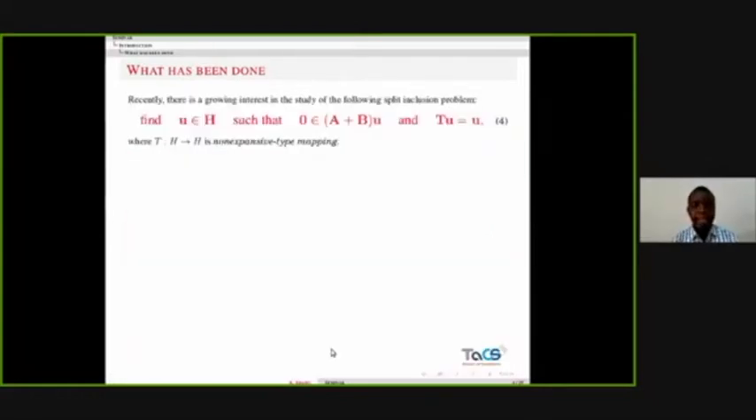Recently, there is a growing interest in the inclusion problem (4), which is to find u in H such that, in addition to u being a zero of A plus B, u is also a fixed point of some non-expansive mapping T. Observe that if T is the identity map, this inclusion problem (4) reduces to the inclusion problem (1).